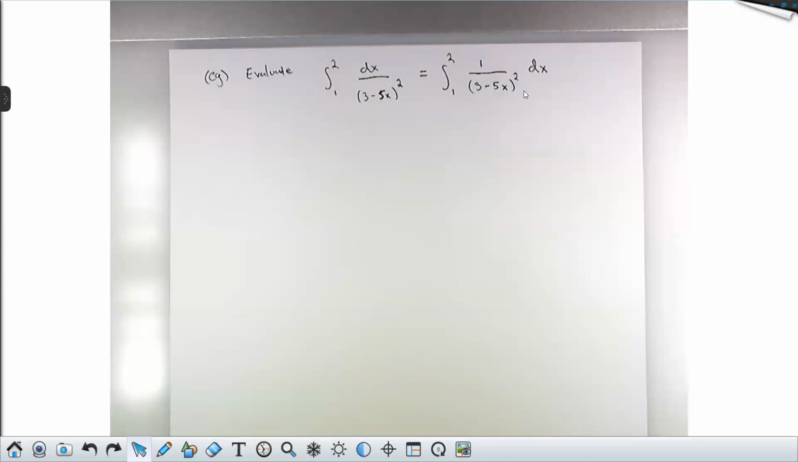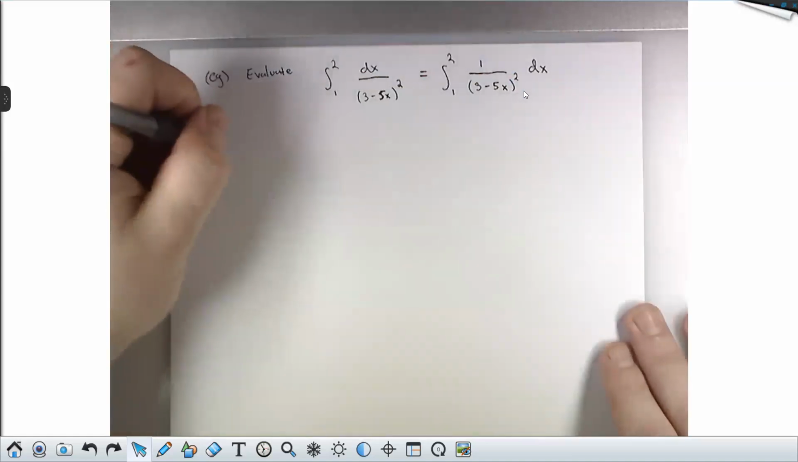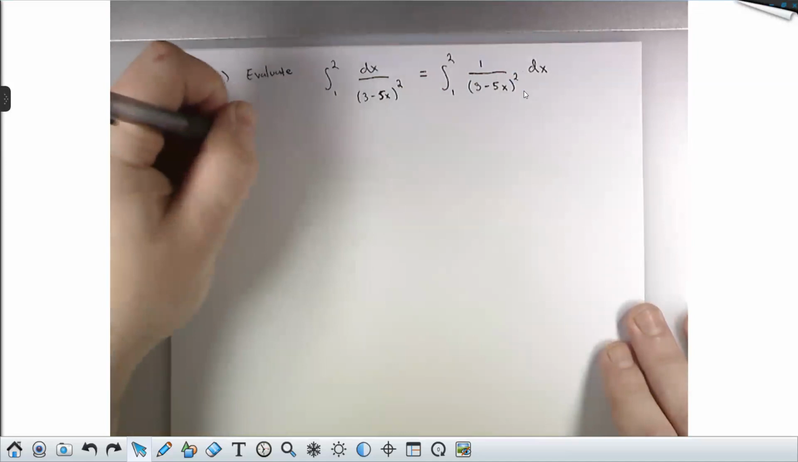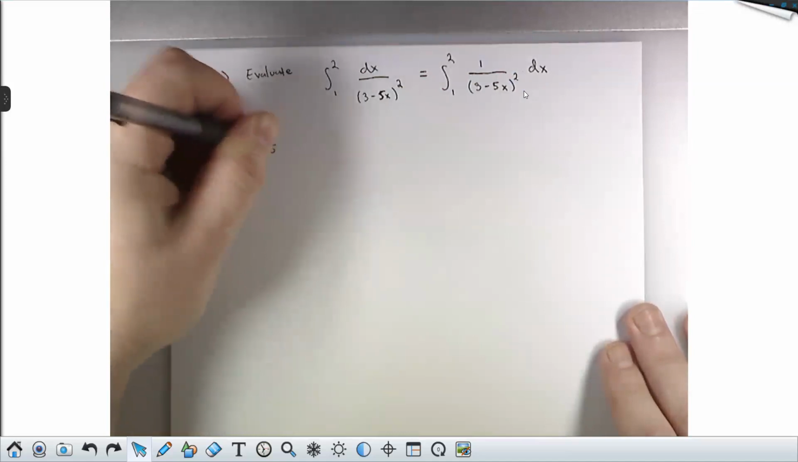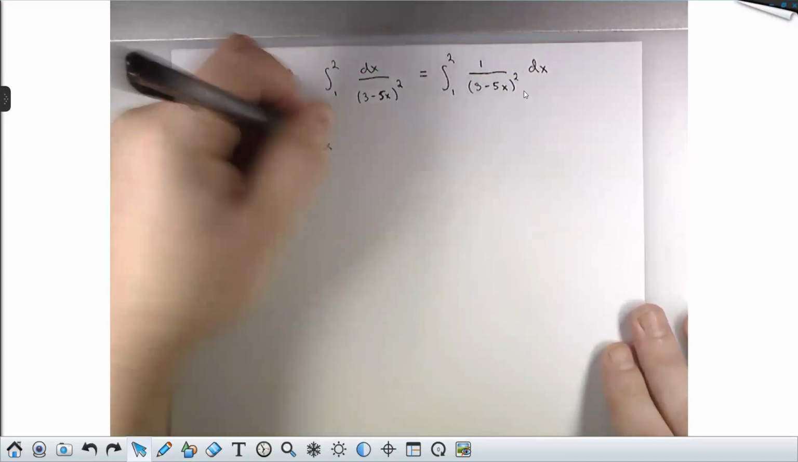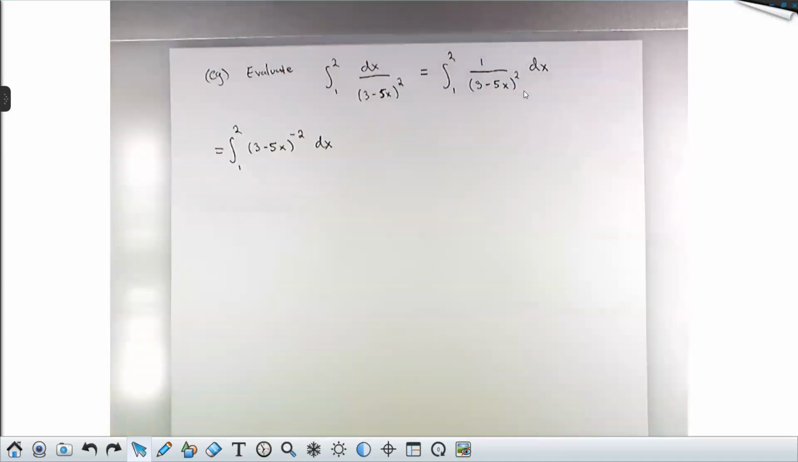So u would be 3 minus 5x. Indeed. Before I write that, let me rewrite it as I said it there, as 3 minus 5x to the negative 2 dx. And sorry, I don't have my panel up. I couldn't see. Was that Trevor? What was just said is exactly correct.